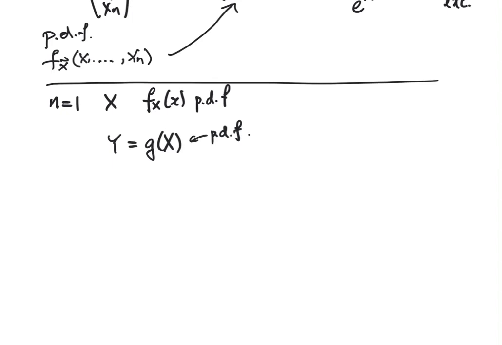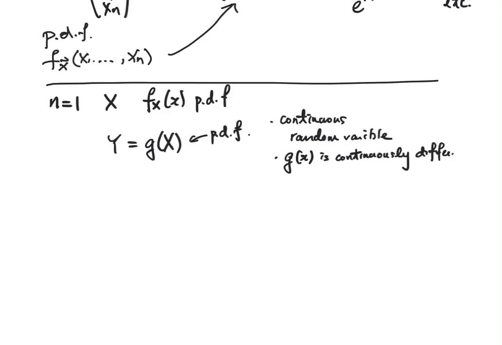Now we will try to find the probability density function of Y. To make things less complicated, first of all I assume that both S and Y are continuous random variables. Another thing is that we assume g is continuously differentiable and strictly monotone, meaning that it is either strictly increasing or strictly decreasing.